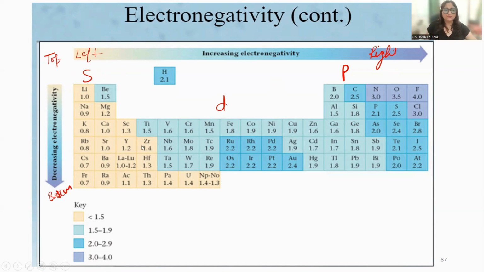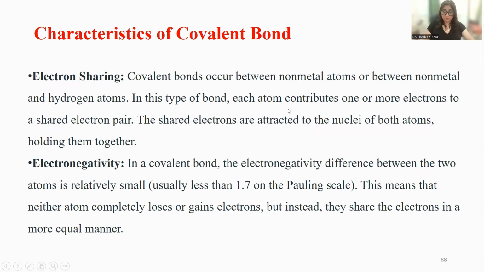So, what are the different characteristics of the covalent bond? First, as we have already covered, it is formed between non-metal atoms, or between a non-metal and a hydrogen atom.